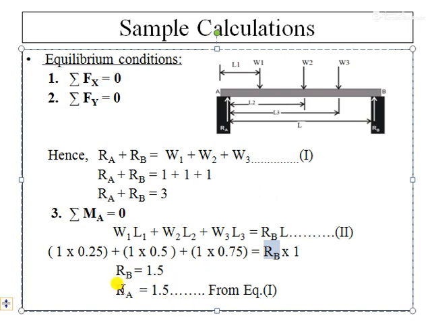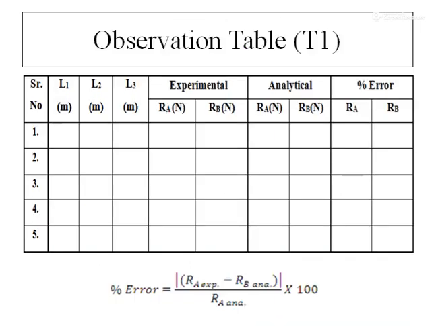Thus, solving the equation, we get Rb is equal to 1.5, and putting this value of Rb in this equation of Ra plus Rb is equal to 3, we get Ra is equal to 1.5. Now all these reactions that we have got are in kgs, since the weights we applied are in kgs. Later we can convert them into Newton when we note down the values in observation table number T1.